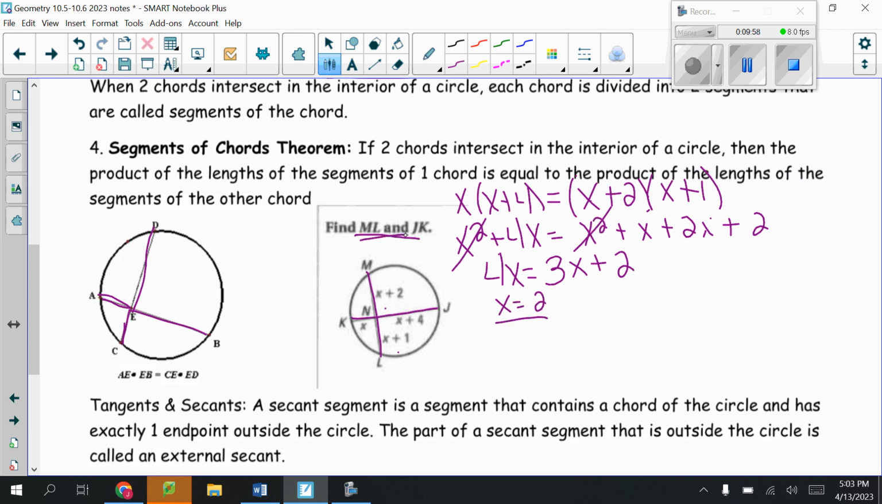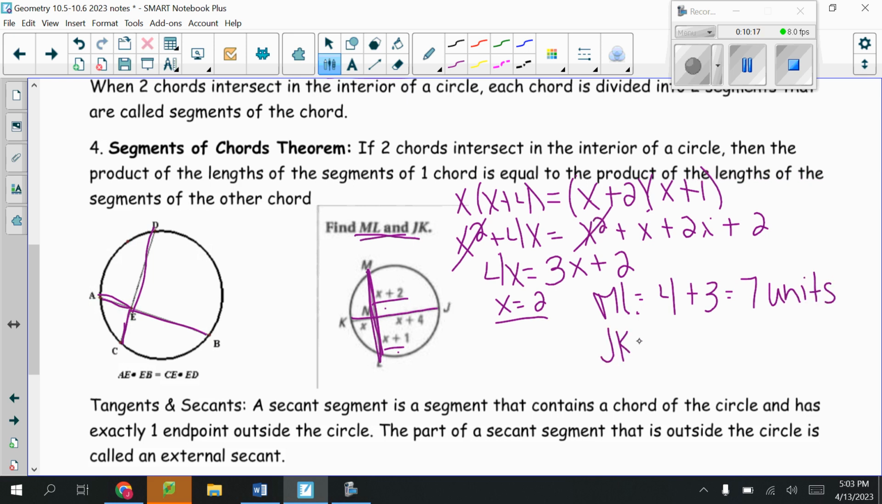But they asked me to find ML and JK. So ML, so I have to plug 2 in. So ML is this one here. So if I plug 2 in here, 2 plus 2 is 4. Plug 2 into the bottom one, 2 plus 1 is 3. So 4 plus 3, 7 units is ML.